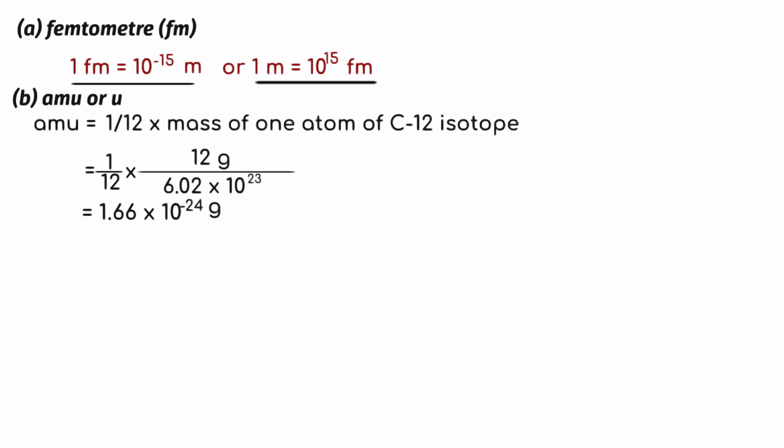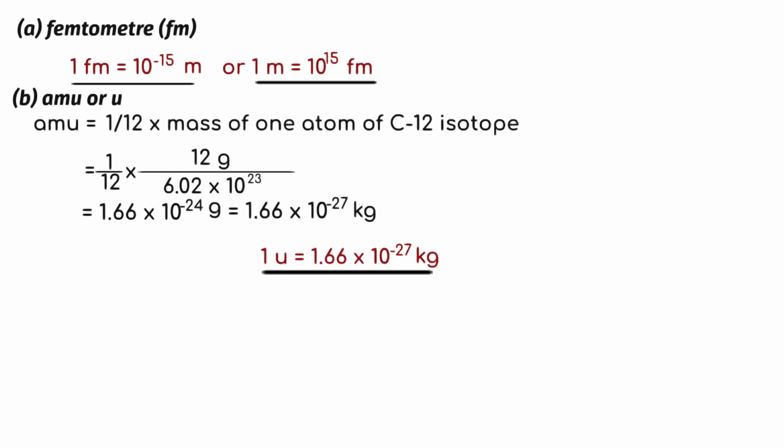We can express it in kilograms, and so we have this relationship between atomic mass unit and mass in gram or kilogram, which is 1 U equals 1.66 times 10 to the minus 27 kilogram. So this can be used to change from atomic mass unit to kilogram, or from kilogram to atomic mass unit.